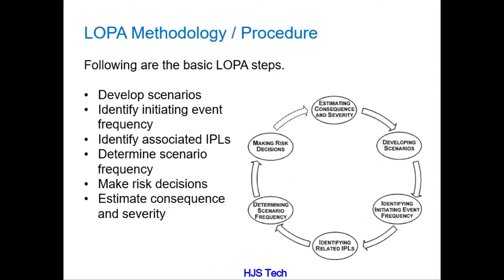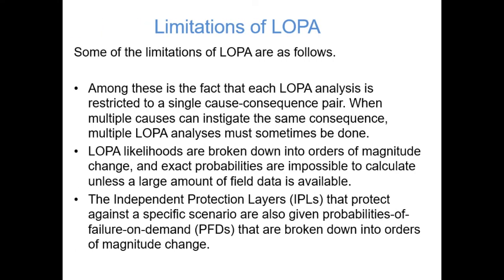Define any appropriate frequency modifiers, such as probability of ignition and probability of personnel in the area, etc. Calculate intermediate event likelihood and compare to risk acceptance criteria. If the risk acceptance criteria is not satisfied, then determine what safety instrumented functions (SIF) are needed and what safety integrity levels (SIL) are required.